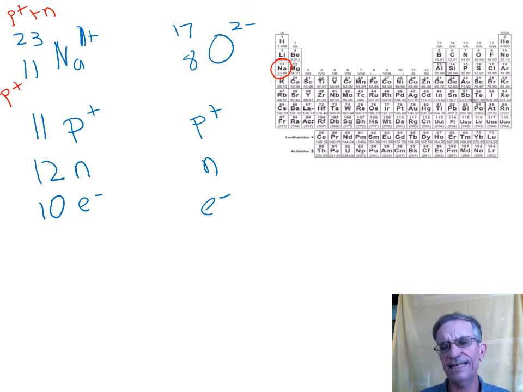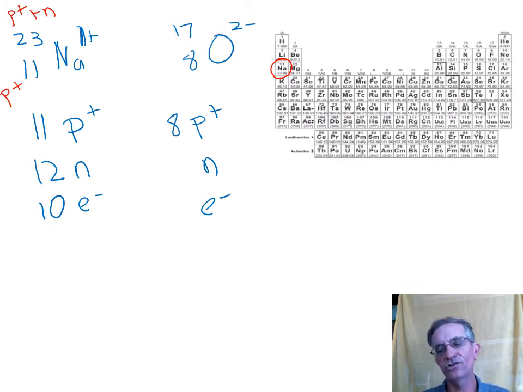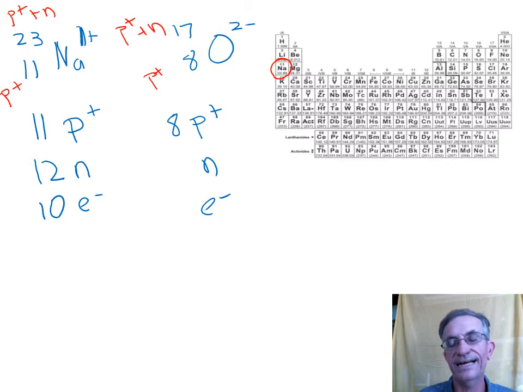Now, on the right, again, I see that bottom number. Just like before, that bottom number in the bottom left corner, that's your protons. There's 8 of them. If I want to know my neutrons, what do I do? I subtract, don't I? So this is protons and neutrons. If I subtract, I get my neutrons. That would turn out to be 9, I suppose, right?